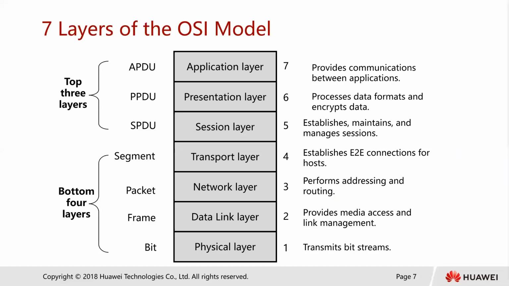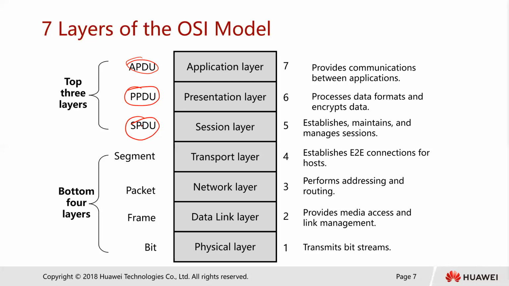So in the OSI model, units of data are collectively called protocol data units, the PDUs, and each PDU is called a different name according to the layer at which it is sent. If it is sent at the application layer, it will be called the APDU, because it's an application protocol data unit. If it is sent to layer 6, it will be called the PPDU, the presentation protocol data unit, or the session protocol data unit.